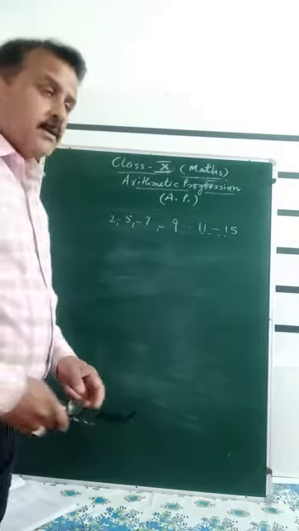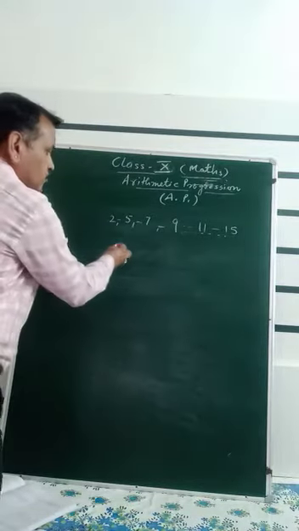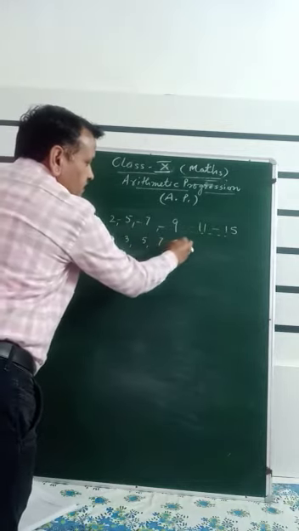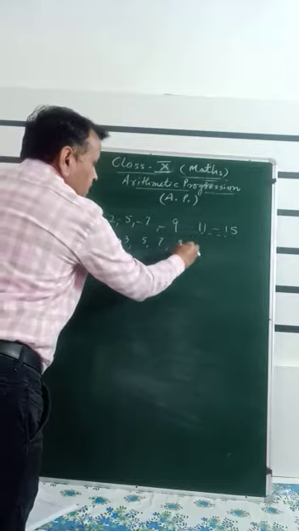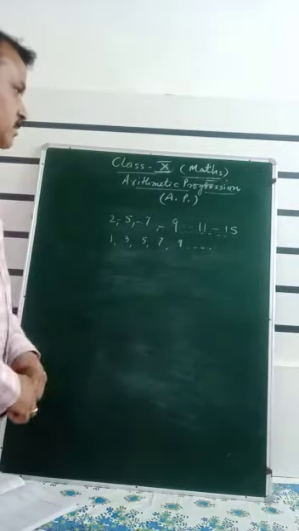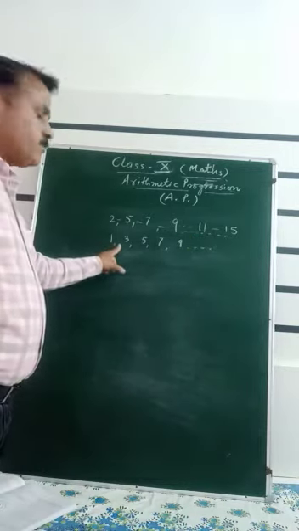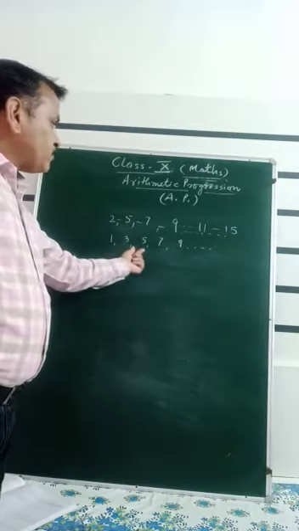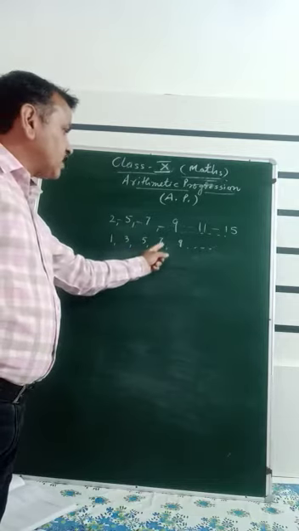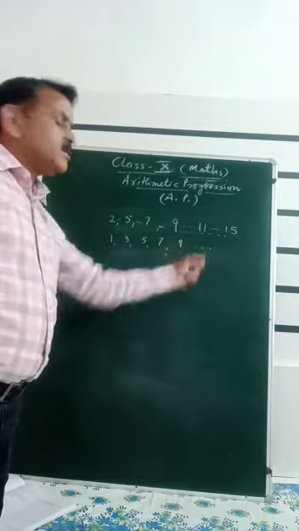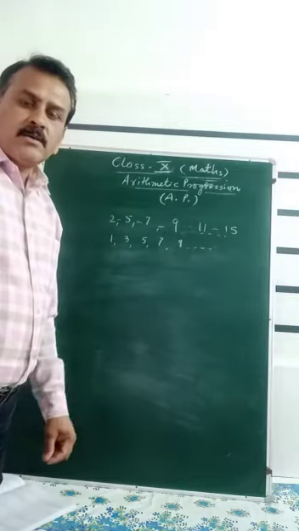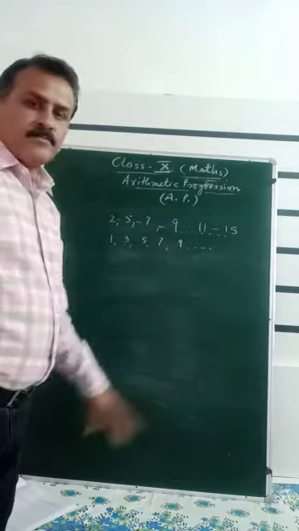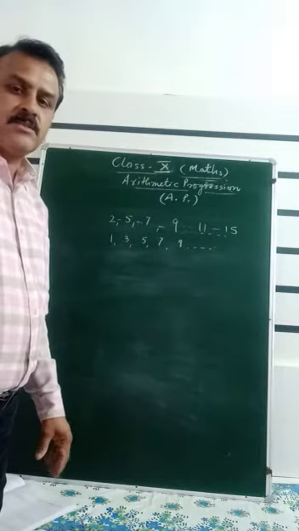Let's see one more example. Suppose you got 1, 3, 5, 7, 9, like this. Okay, so see here, after 1 you got 3, means a gap of 2. After 3 you got 5, so a gap of 2. After 5, 7, a gap of 2. After 7, 9, a gap of 2. So here we got a constant difference, the same difference in the whole series. So this series is called an AP. This is the meaning of AP.